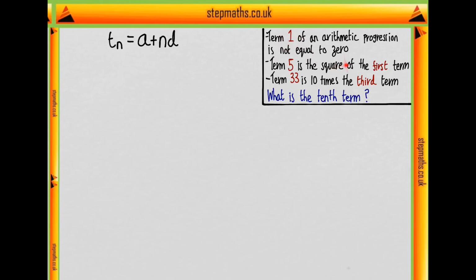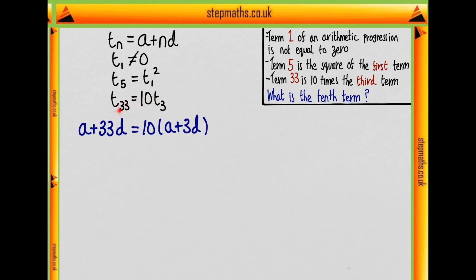We know the first term is non-zero, so t1 is not equal to 0. Well, term 5 is the square of the first term, so t5 is equal to t1 all squared. And term 33 is 10 times the third term, so t33 is equal to 10t3. So this is all our information now in algebraic form. Where are we going to start? Well, it's probably one of these two we're going to sub this into. It's the only logical thing to do. And this one's probably a better starting point than this because this has got a square in, this is just linear. So we'll start with this.